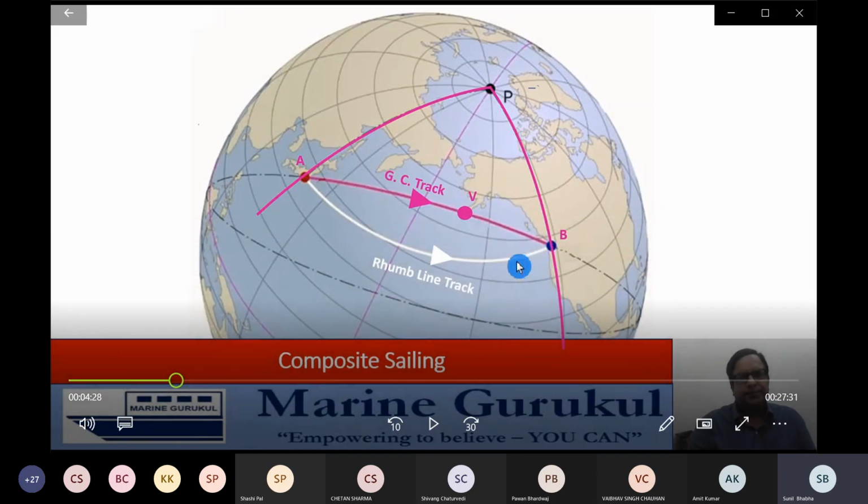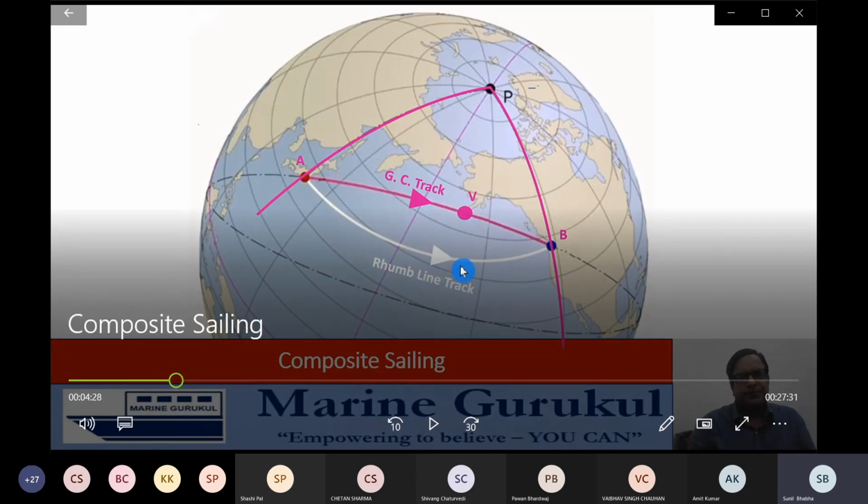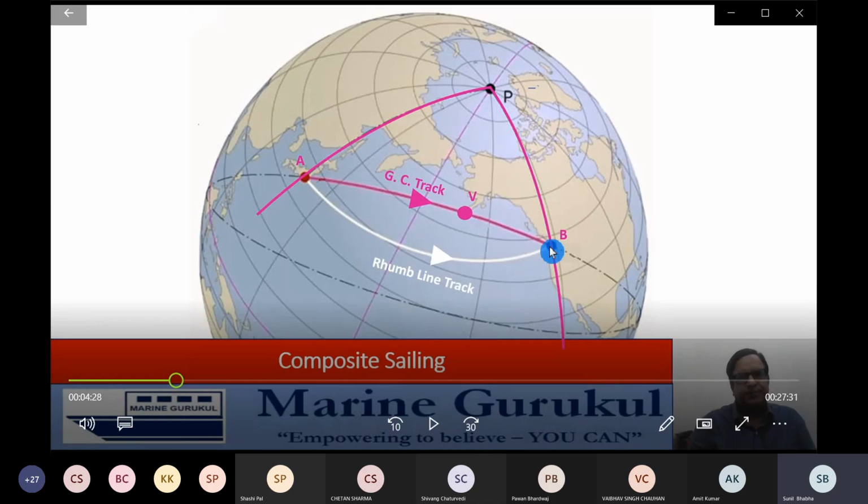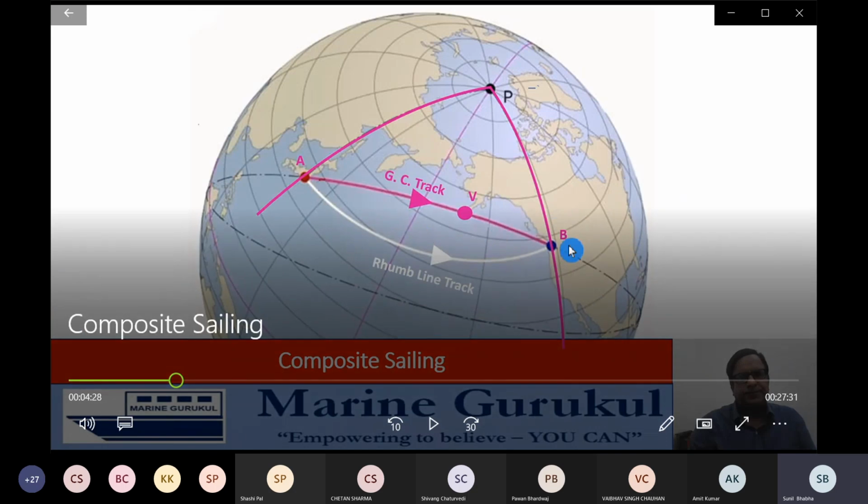Rhumb line track appears as curved here because we are making it on the globe right now. On a Mercator chart, this will appear curved because of the deformation in the projections. So you can very clearly see here that the great circle track is shorter, and it will give you the shortest distance between A and B.